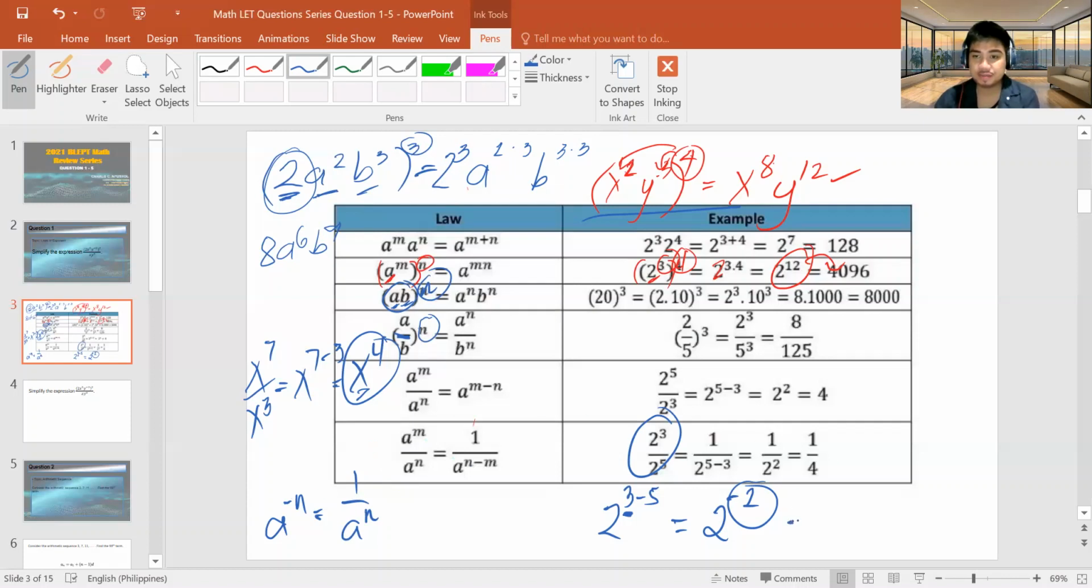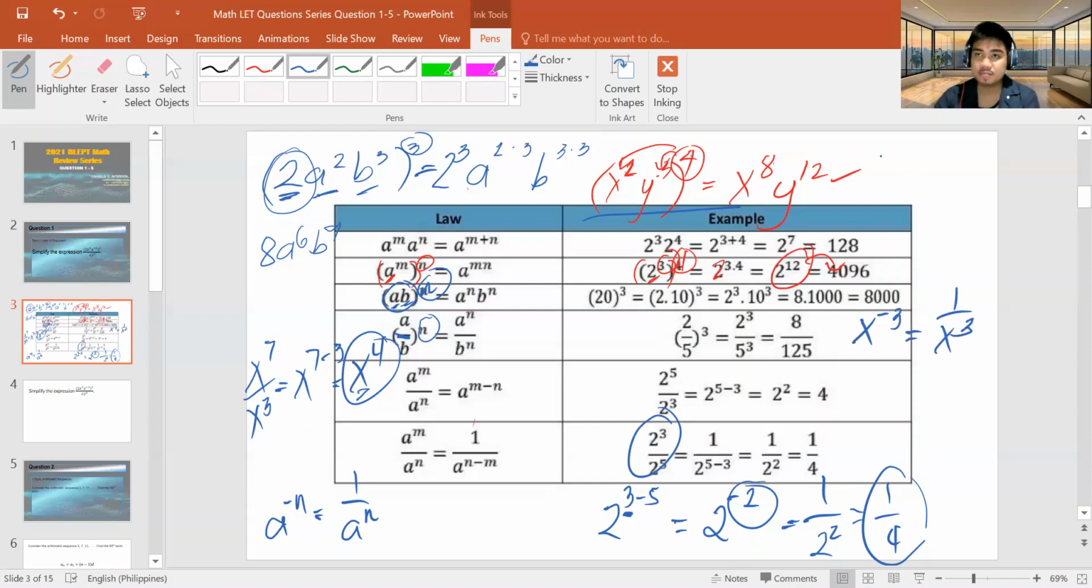So magiging 1 over 2 raised to 2, or we have 1 over 4. So, yun yung sa negative exponent. Another example tayo sa negative exponent. For example, we have x raised to negative 3. So, ang sagot dito will be 1 over x raised to 3.